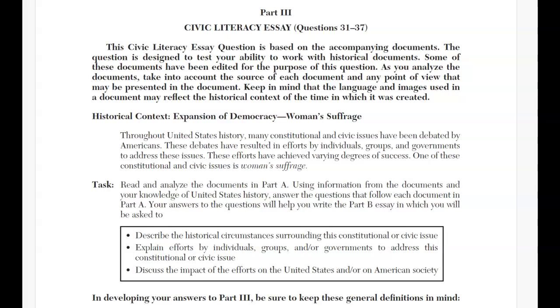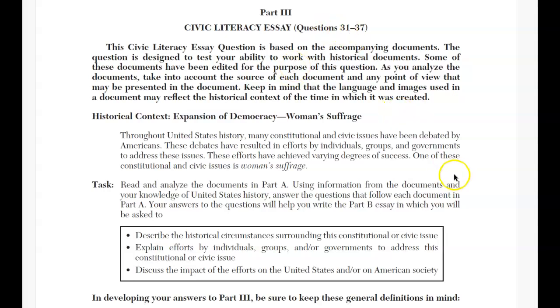Okay, the last part of the Regents exam, and we're still doing the June 2023 U.S. History Regents, is the Civic Literacy Essay, as it's called. This is a big DBQ. So you're going to be writing a full-sized essay and using the documents that they provide you with. The Civic Literacy essay question is based on the accompanying documents. The question is designed to test your ability to work with historical documents, etc.